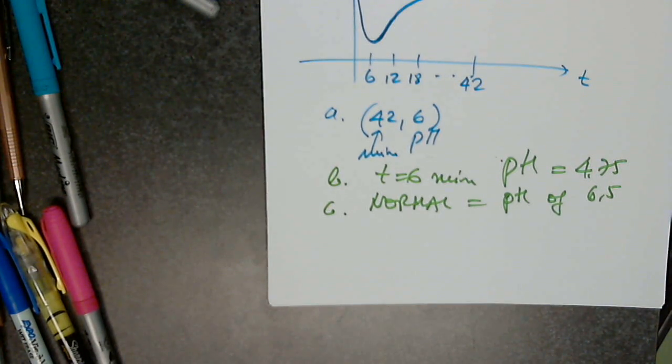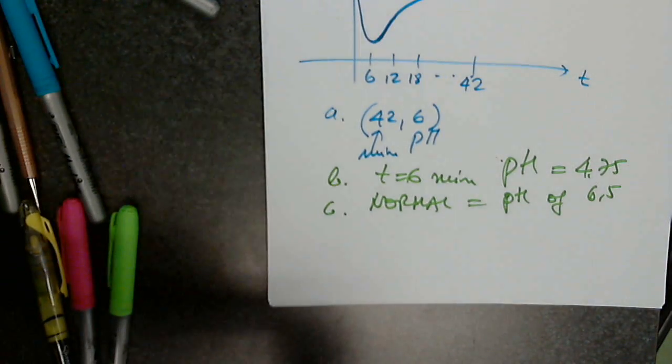Can anyone just tell us what happens in the first hour? And then we move on to 3.6. What happens in the first hour?